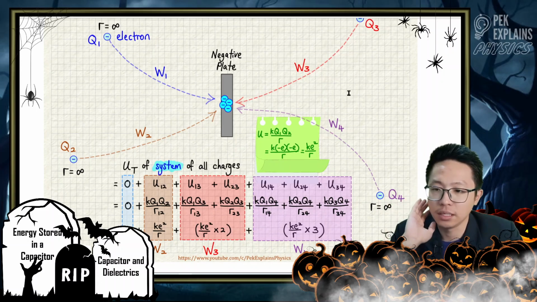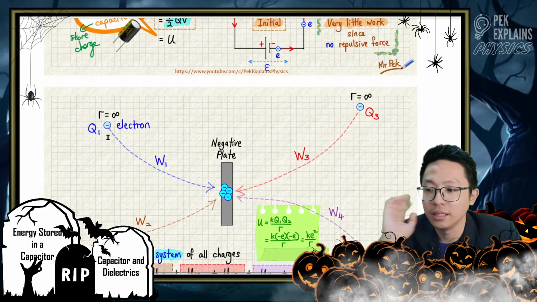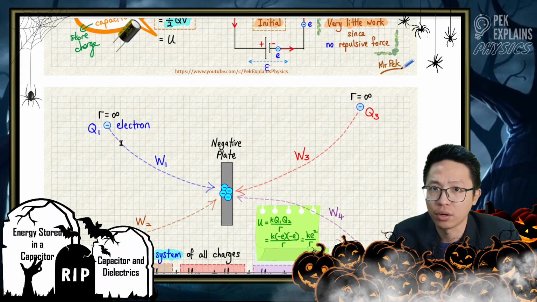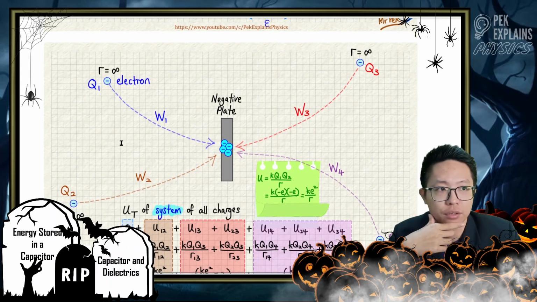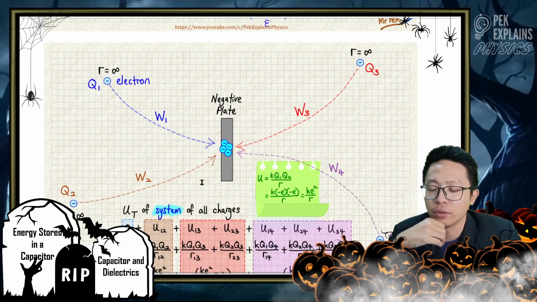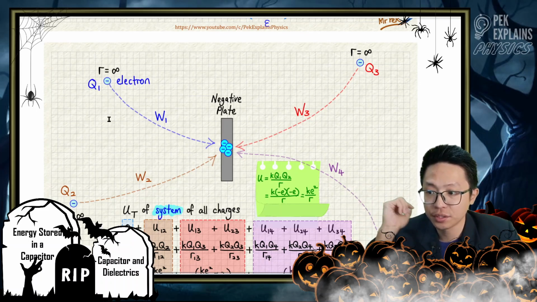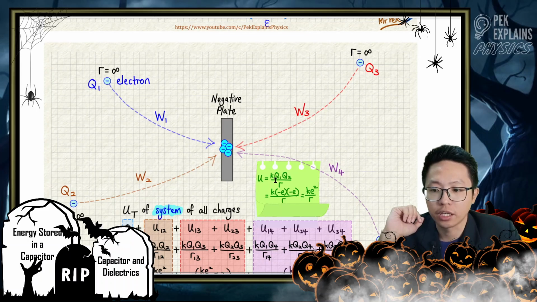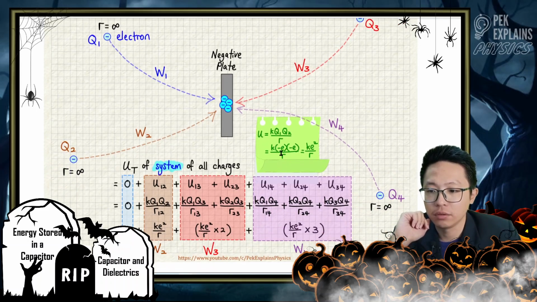All of these charges are electrons because only electrons flow in the circuit. So all of these are electrons. The formula is kQQ over R. Since we are talking about only electrons, the Q is actually negative e. Q is negative e.